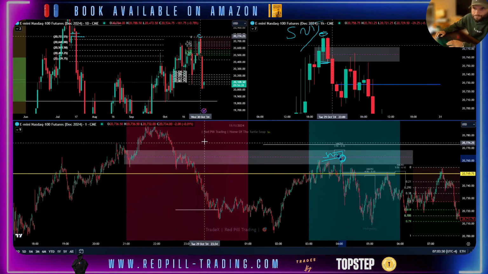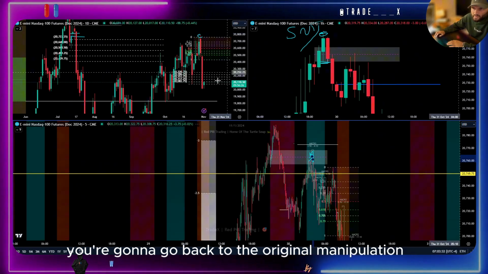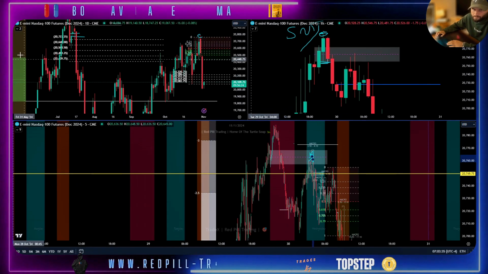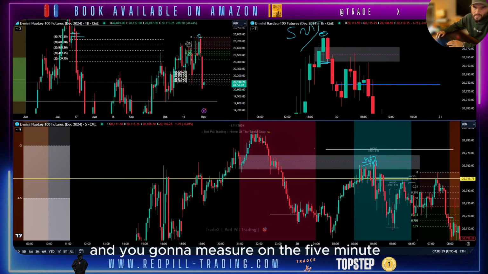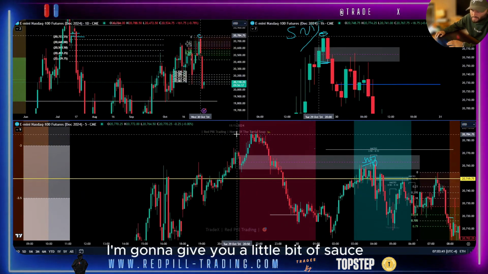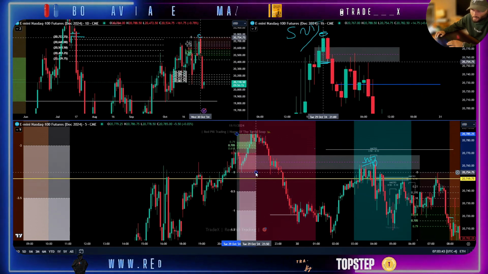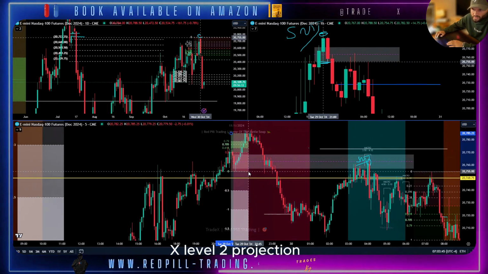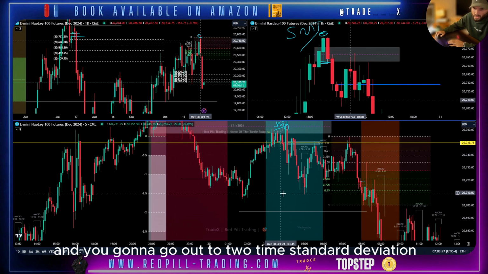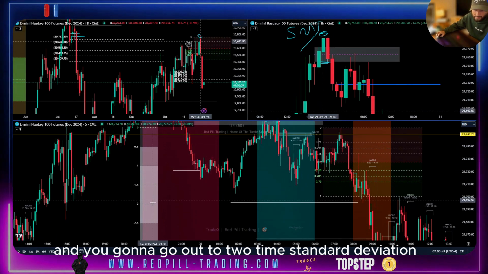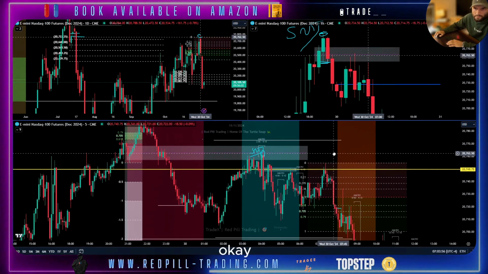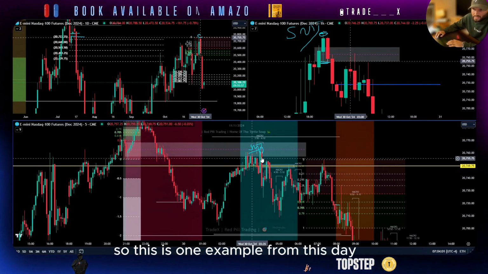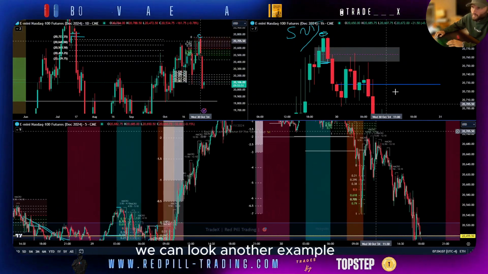Final step, you're going to go back to the original manipulation and you're going to measure on the 5 minute. Use the level 2 projection, and you're going to go out to 2 times standard deviation. That becomes your target. Okay, so this is one example from this day. We can look at another example.